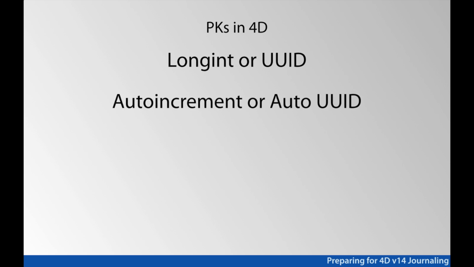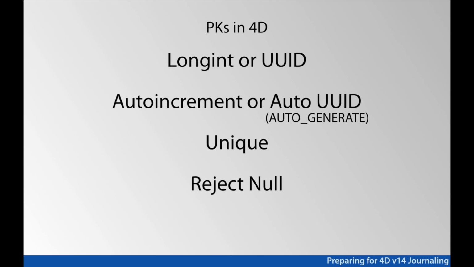Okay, a bit about primary keys in 4D. They must be longint or UUID. They can optionally be auto increment or auto UUID. Those are the settings in the property list. The keyword for auto UUID if you're using SQL is auto_generate. For auto increment, it's just auto increment. They must be unique, of course. They must reject null input, so in other words, you can't have any records with nulls. And they must be indexed.